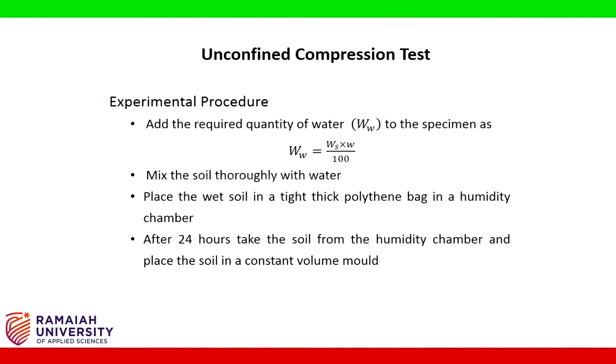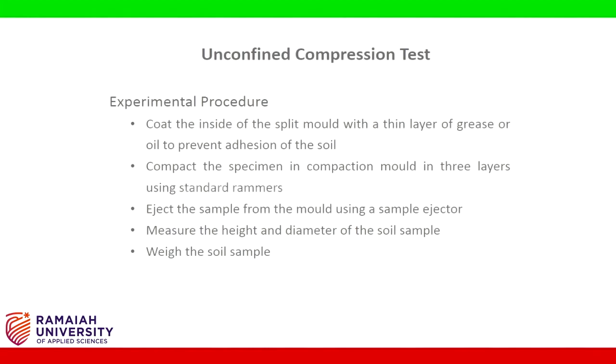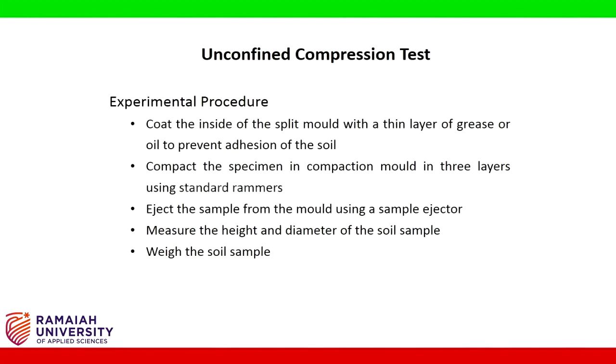Place the wet soil in a tight, thick polythene bag in a humidity chamber. After 24 hours, take the soil from the humidity chamber and place the soil in a constant volume mold. Coat the inside of the split mold with a thin layer of grease or oil to prevent adhesion of the soil. Compact the specimen in compaction mold in 3 layers using standard rammers. Eject the sample from the mold using a sample ejector.